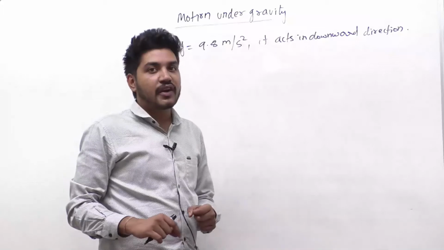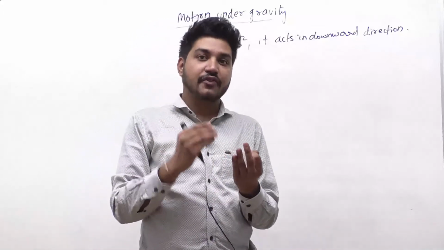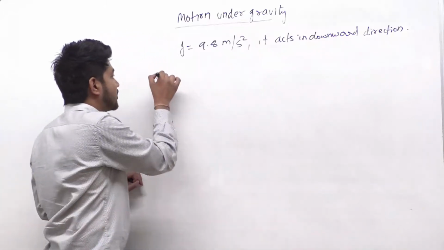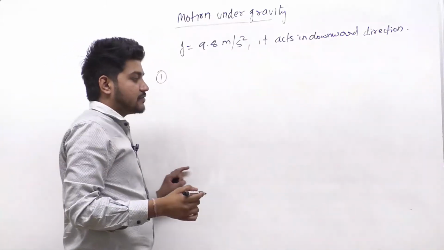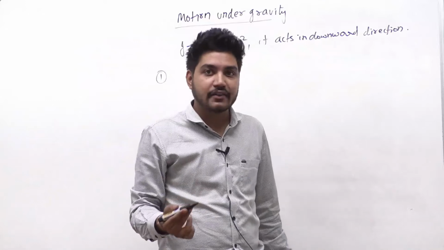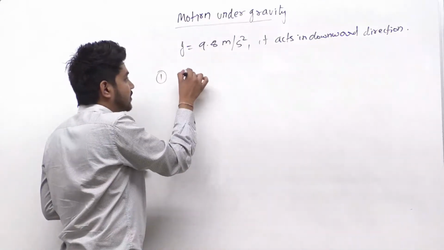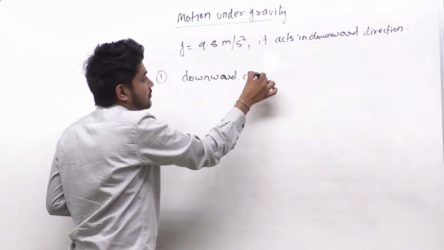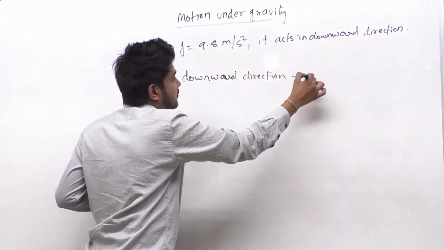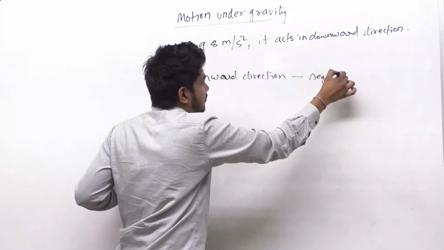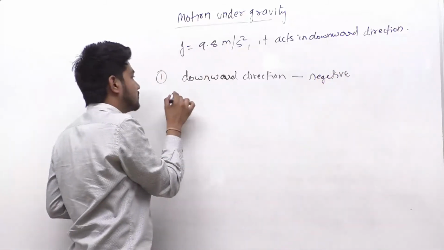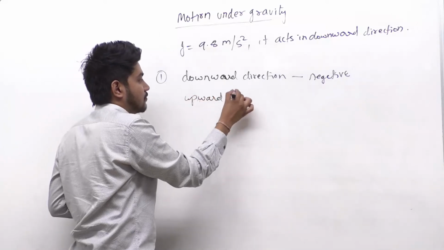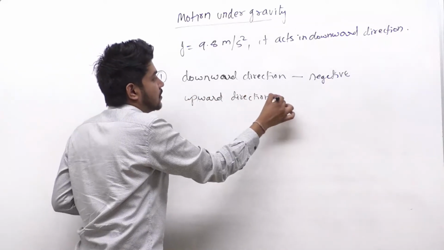To solve the problem, we have to understand a few points, which you can call the sign convention, right? So the very first point is, we will always consider downward direction negative and upward direction always positive.